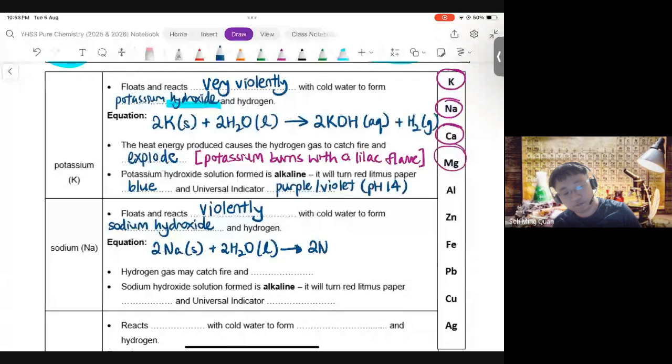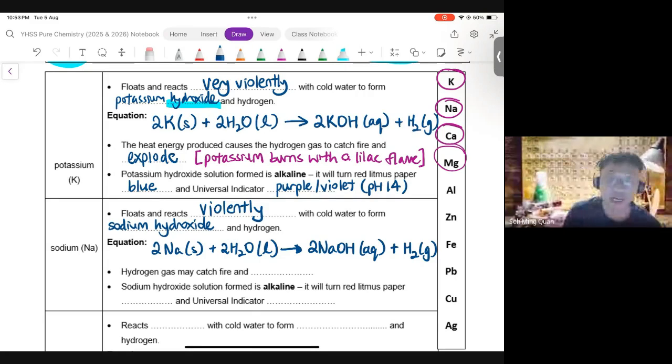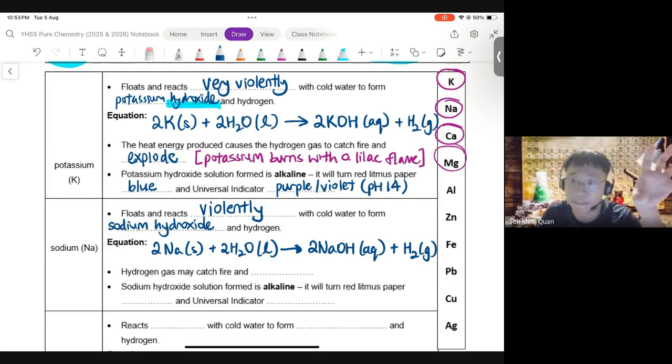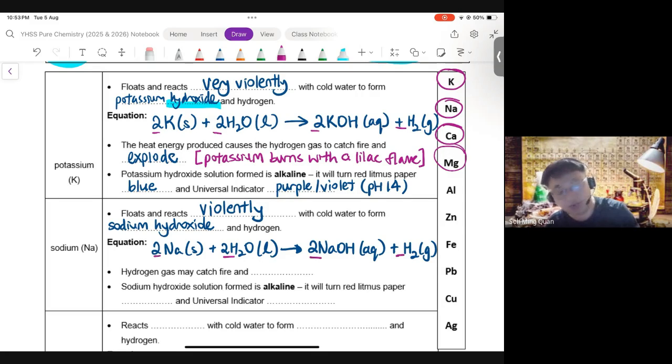So again, we need to balance the chemical equation. The equation for sodium is balanced in a very similar manner to potassium. The coefficients are 2, 2, 2, 1. All right, so the coefficients are the same.